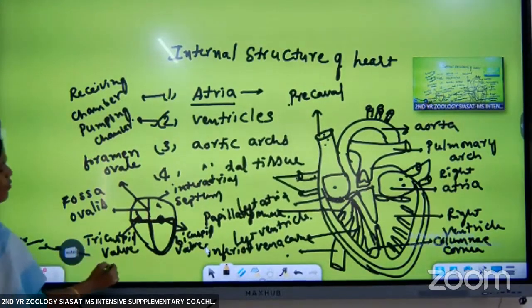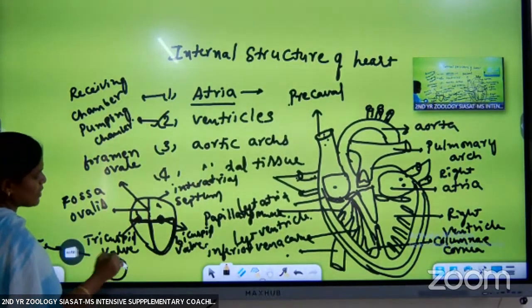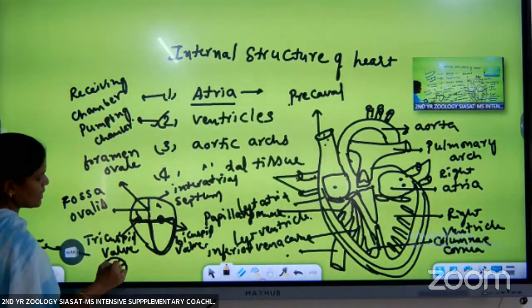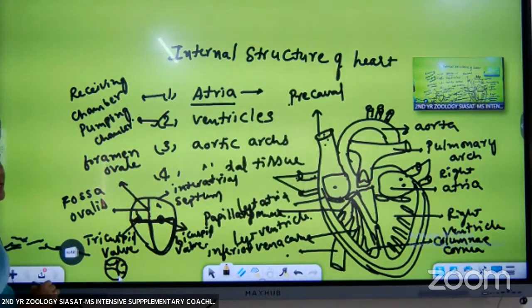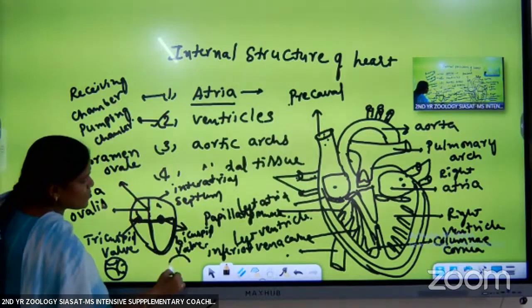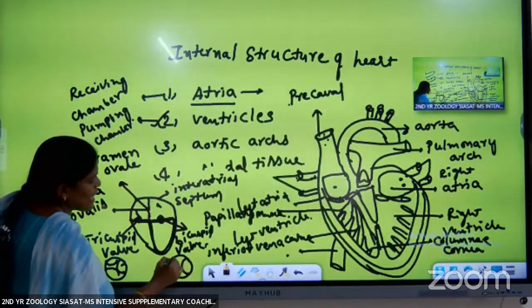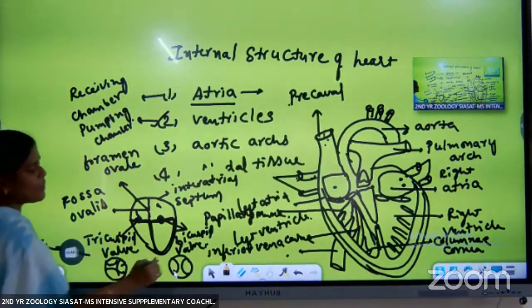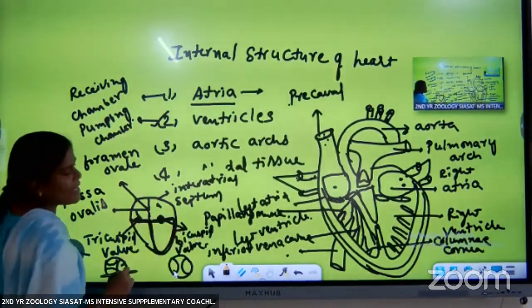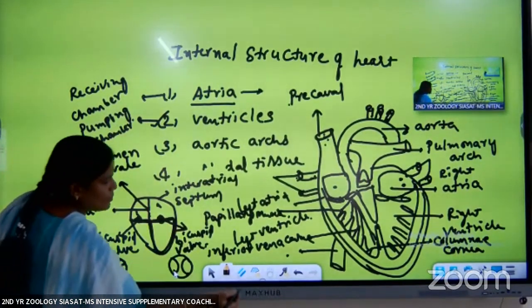Next, what about the tricuspid valve? The tricuspid valve has three cusps, cusp-like structures. That's why we call it a tricuspid valve. The bicuspid valve has only two cusps present. That's why we call it a bicuspid valve. This bicuspid valve is also called the mitral valve. Clear?